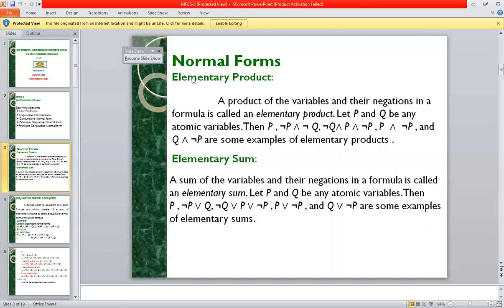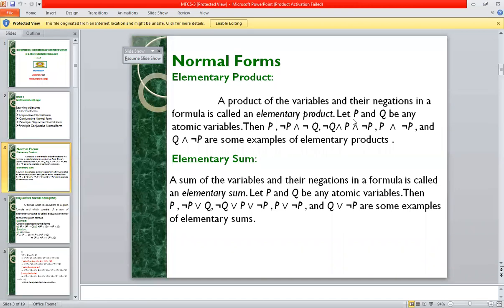First of all, what is an elementary product? A product of the variables and their negations in a formula is called an elementary product.